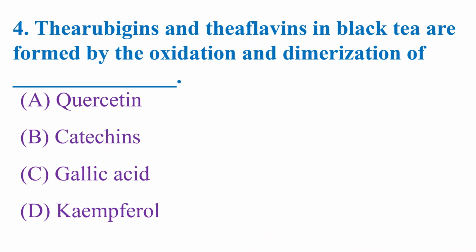Question 4. Thearubigins and theaflavins in black tea are formed by the oxidation and dimerization of quercetin, catechins, gallic acids or kaempferols. Now over here my correct option will be option number B, that is catechin. These thearubigins and theaflavins, these are the key pigments which are responsible for color, flavor, and even give some astringent taste to the black tea.